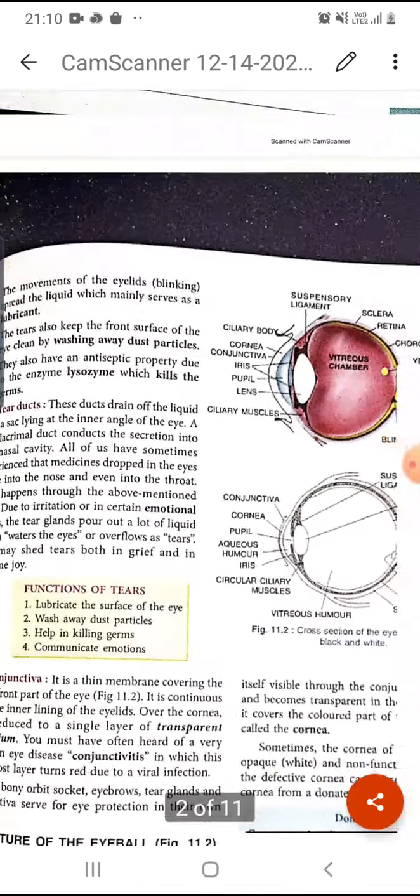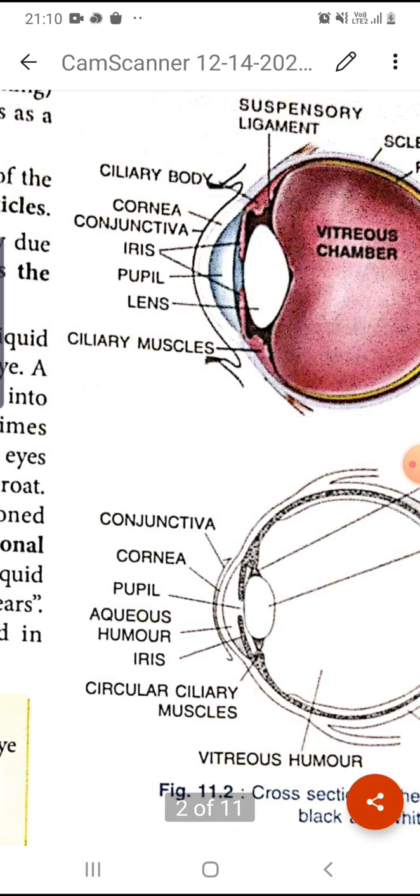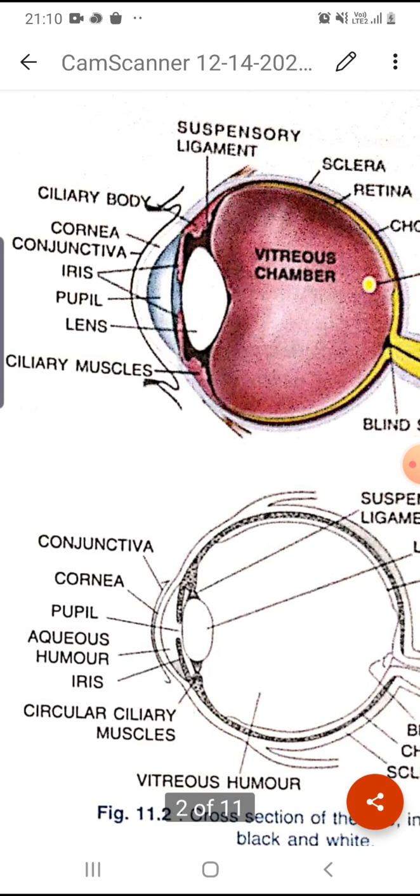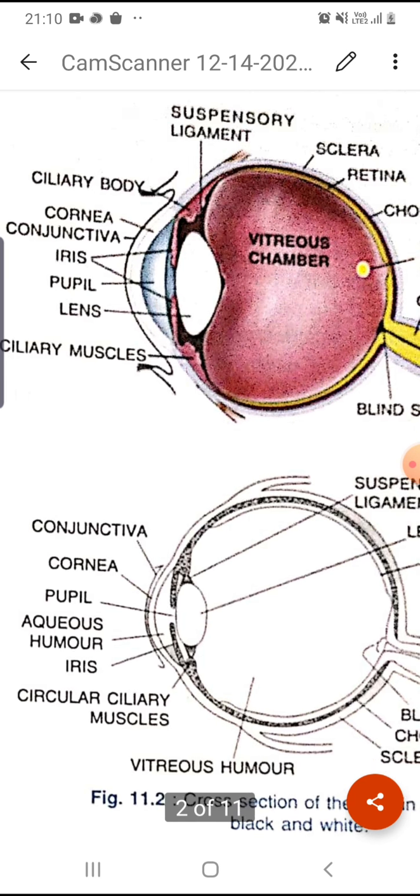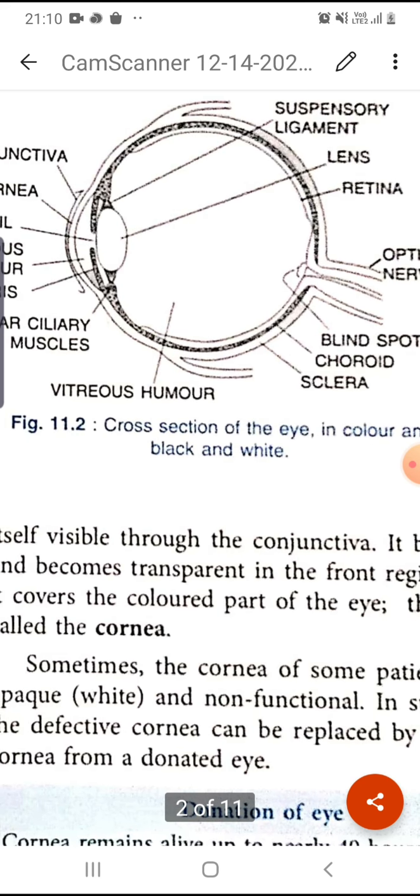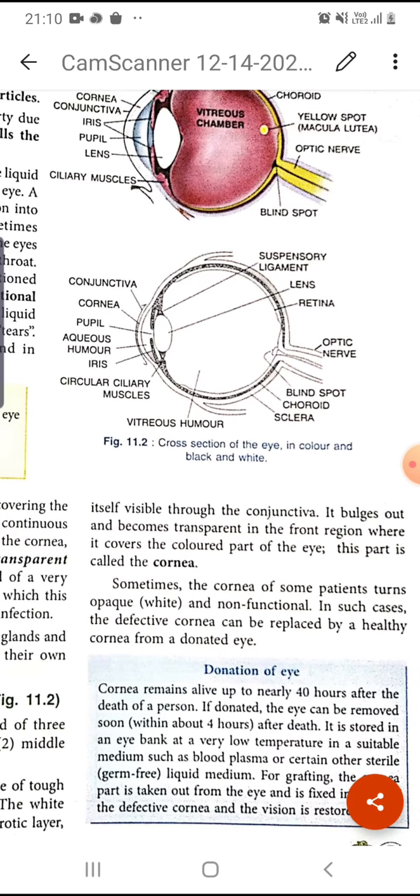Okay, so it bulges out and becomes transparent in front, in the region where it covers the colored part of the eye, and this part is called cornea. See which part is cornea? The bulging portion inside the conjunctiva is actually the sclerotic layer. It is a continuation of the sclerotic layer. So the sclerotic layer bulges out in front, and that is actually the cornea.